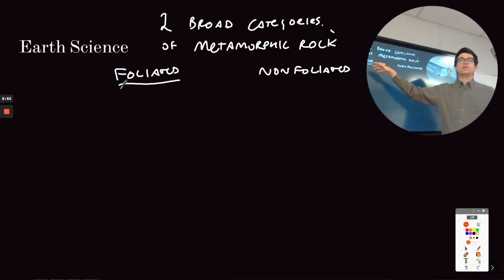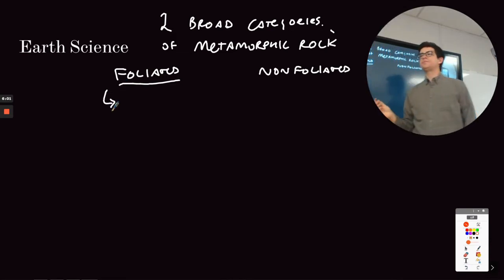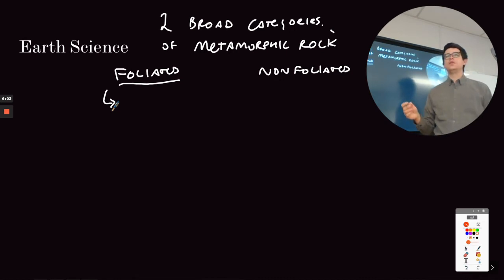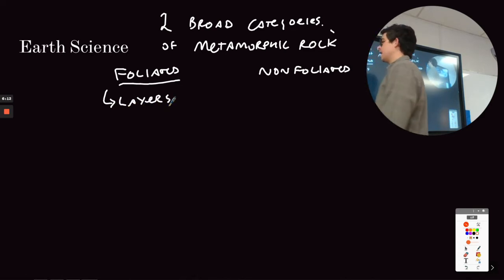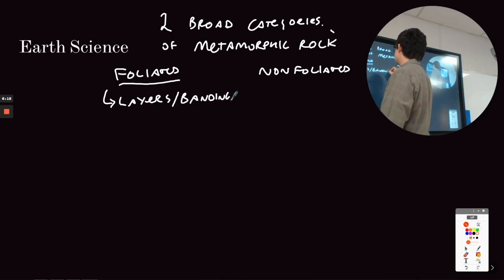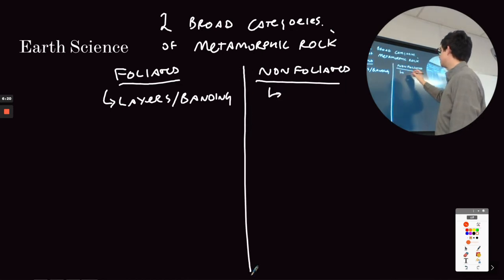And these are called foliated and non-foliated rocks because the foliated ones look like little piles of leaves. They have layers. It's different from the kind of layers that we see in sedimentary rocks. So these ones have layers or what we sometimes call banding, which implies that the non-foliated ones probably what? Don't have layers. Yeah, no layers or banding.